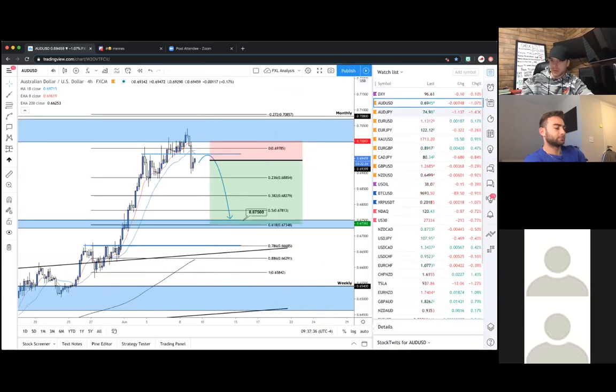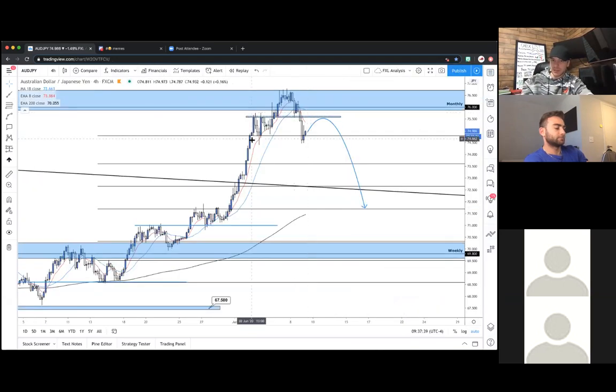So let's keep going. We're going to move on to AJ. This one's looking very similar. Potential head and shoulders setup. Left shoulder, head, right shoulder. It broke this minor level of support. Looking to test this resistance with the MAs. We could see that happen, especially after seeing major rejection from this monthly zone.